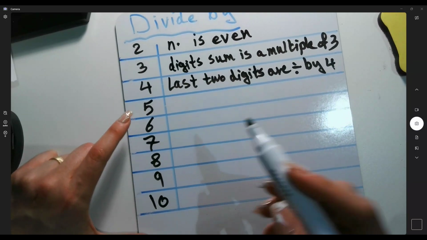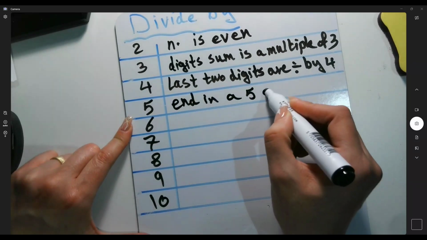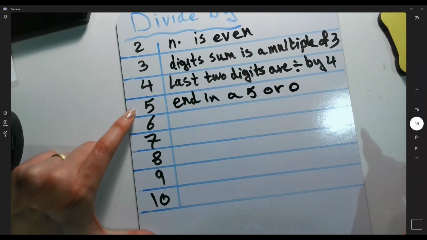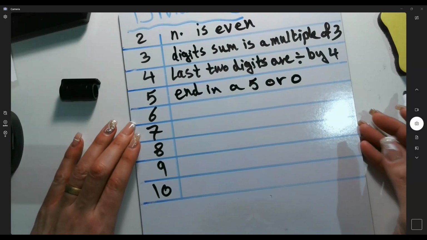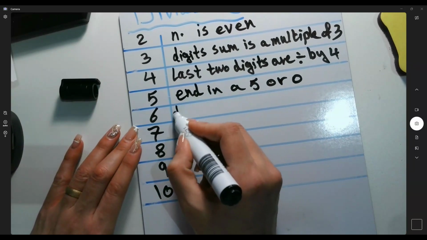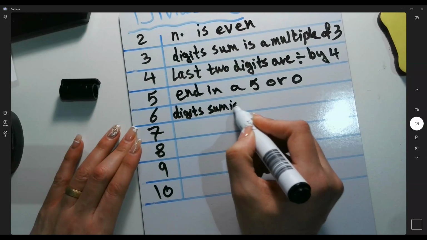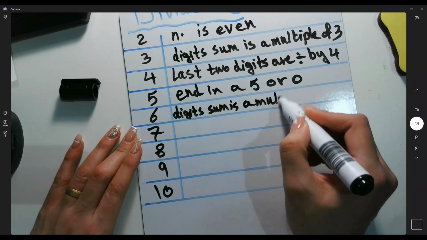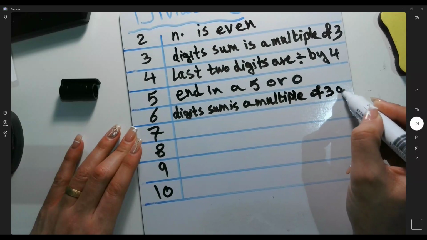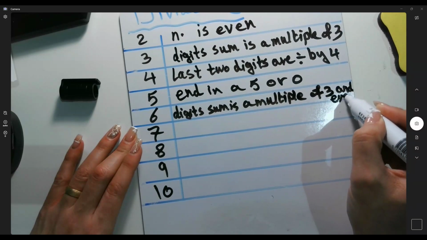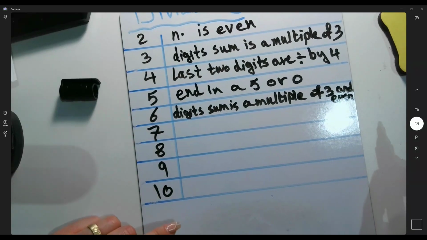Number 5, this is really any number that's ending in a 5 or 0 is divisible by 5. Like 10, 100, 1,000, 20, 30, any number. Number 6, digits sum is a multiple of 3 and even. So it has to be both. Multiple of 3 and even when you add the numbers.